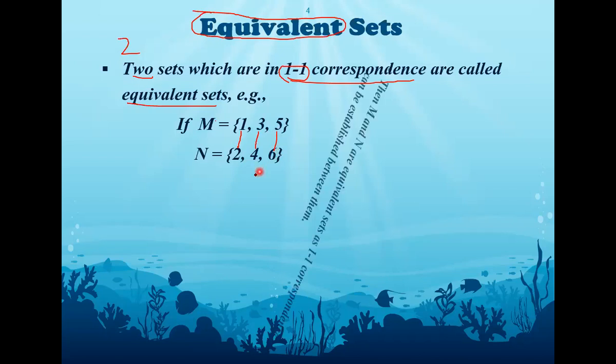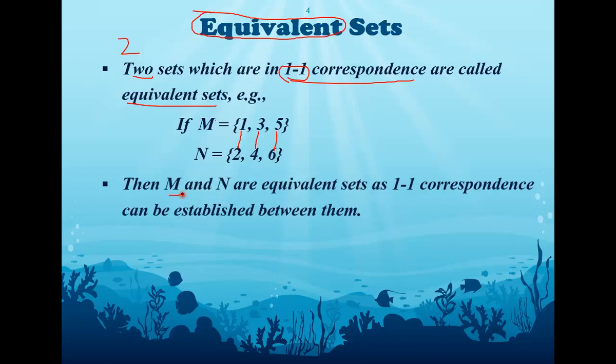So you will say that set M and set N are equivalent sets. Why are they equivalent sets? Because a one to one correspondence can be established between them, although the elements are different. Here you have 1, 3, 5, and here you have 2, 4, 6. The elements are different, but still these are called equivalent sets. Why? Because you can establish a one to one correspondence.